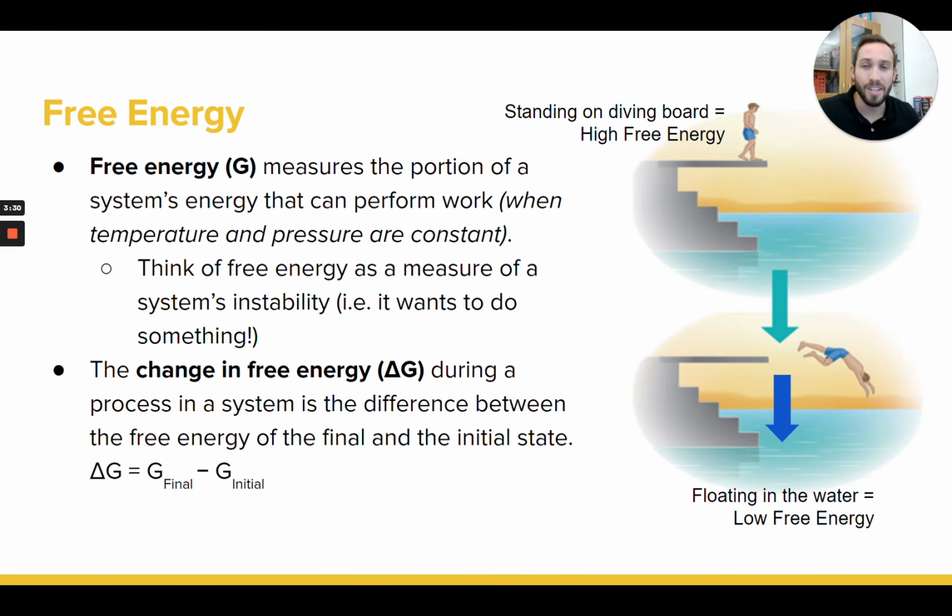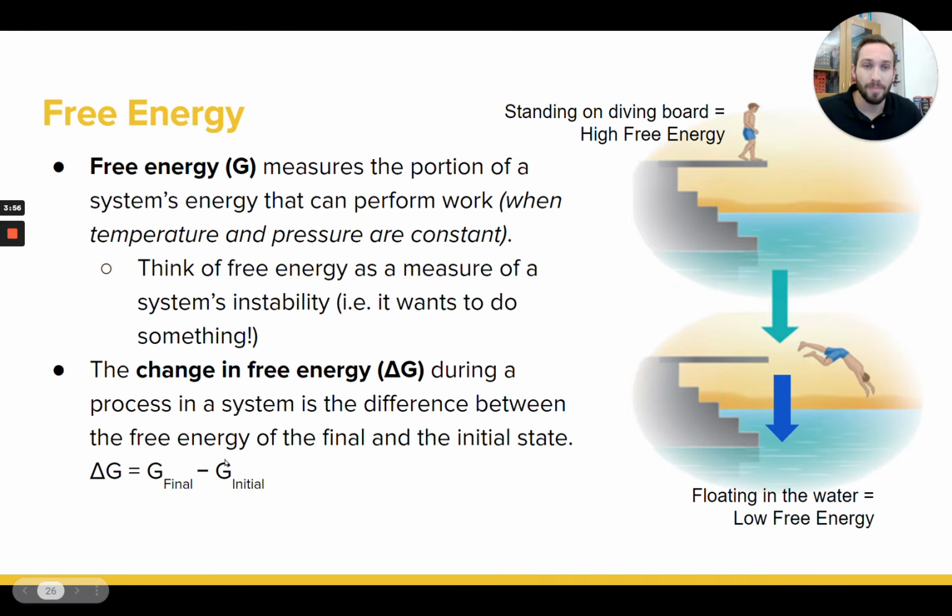And so the change in free energy, the symbol for that is delta G, that's the difference between how much free energy you had at the beginning versus at the end. And to calculate the change in free energy, you take the final amount of free energy and you minus the initial amount of free energy. And always remember that when we find the change in something in science, it's always the final minus the initial. So take how much free energy you are ending with minus how much free energy you started with.